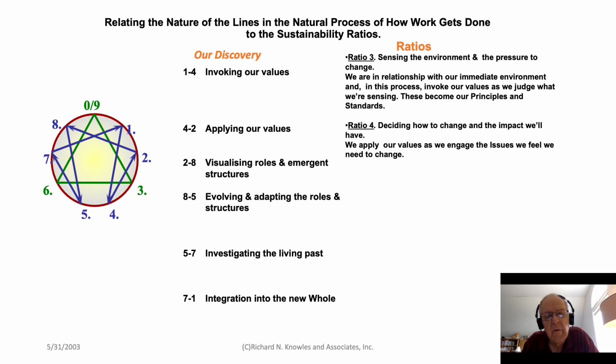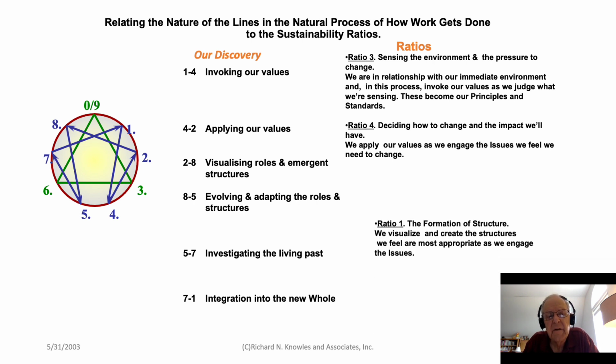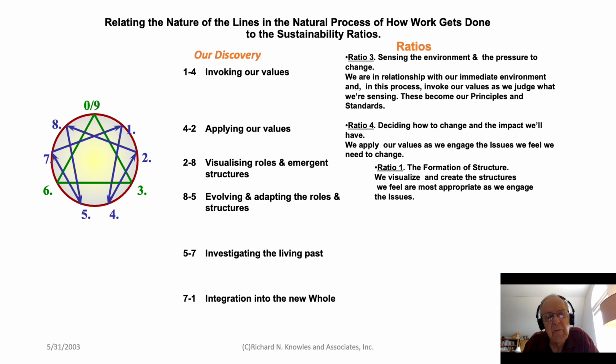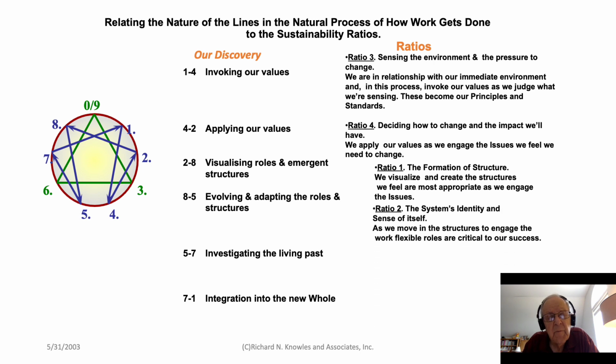So from 4 to 2, we're applying our values. We're deciding how to change and the impact. And we apply the values that we engage, the principles and standards, to the issues that we need to change. And from 2 to 8, we're visualizing roles and emergent structures. And ratio 1 is the formation of structure. We visualize and create the structures we feel are most appropriate as we engage the issues. Moving from 8 to 5, evoking and adapting the roles and structures relates to ratio 2, the system's identity and the sense of itself.